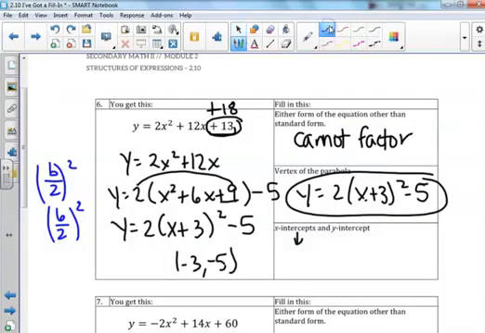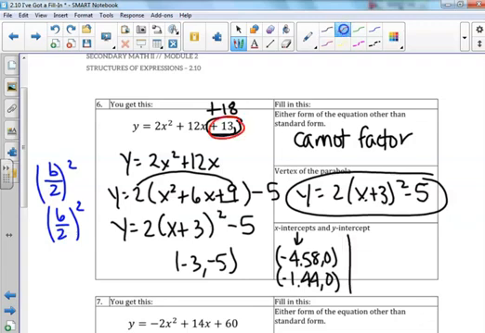So let me just rewrite those here. Approximately (negative 4.58, 0), and the point (negative 1.44, 0). And for our y-intercept, recall that it's always the c value, so our y-intercept should be (0, 13).